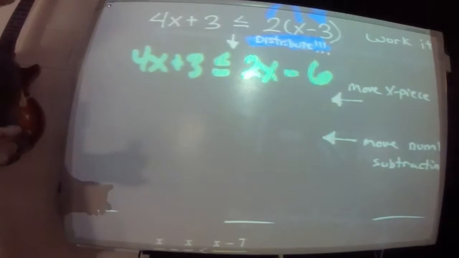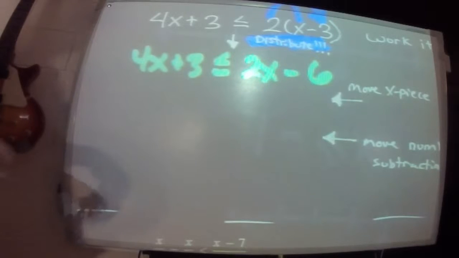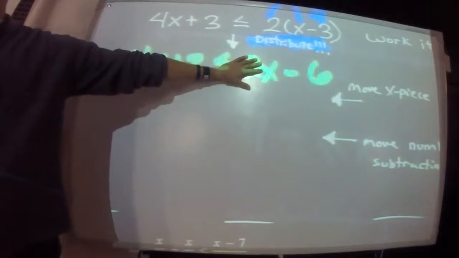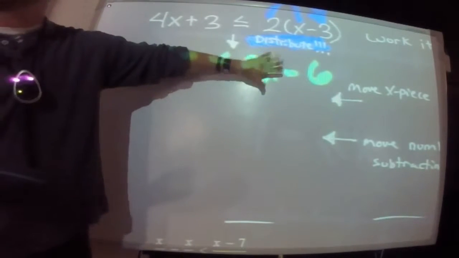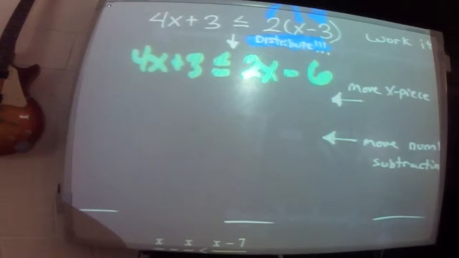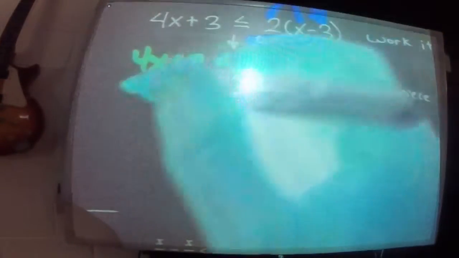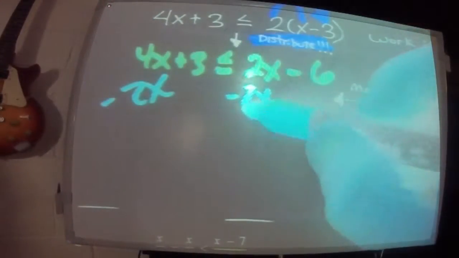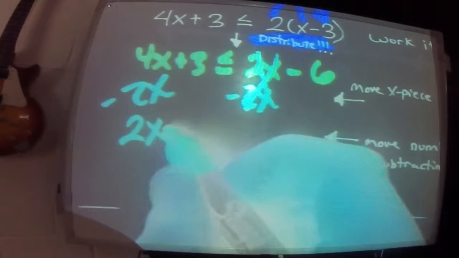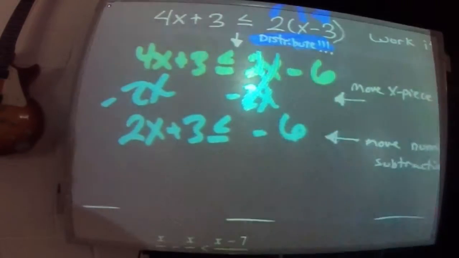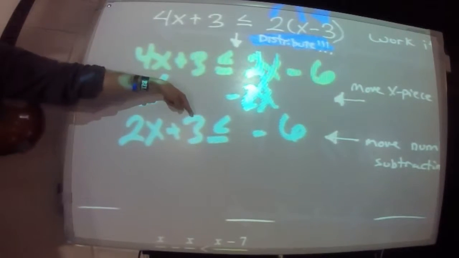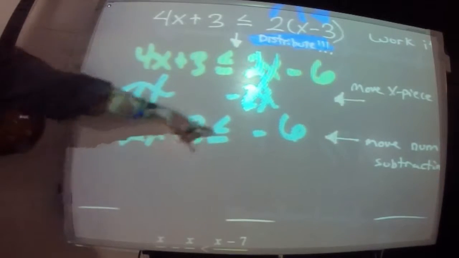The next thing you need to do is get your x's together. So you have 4x over here and 2x over here, and ultimately you always want your x's to end up on the left side. So let's move the 2x. Tell me how to do it. Minus 2x. Put a little minus 2x underneath it, cross it out. Now 4x minus 2x is what? 2x. 2x plus 3 is less than or equal to -6. It's going to be -9. How did you get that? Minus 3. Minus 3. And minus 3.